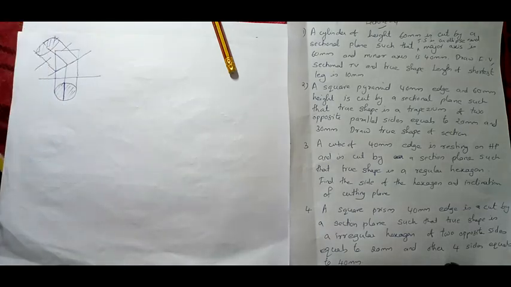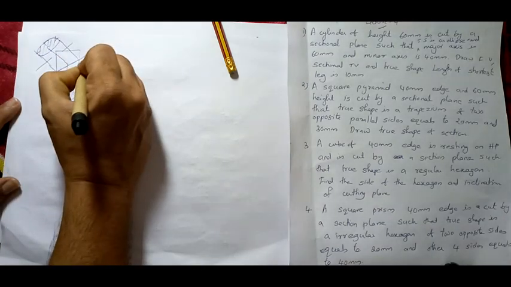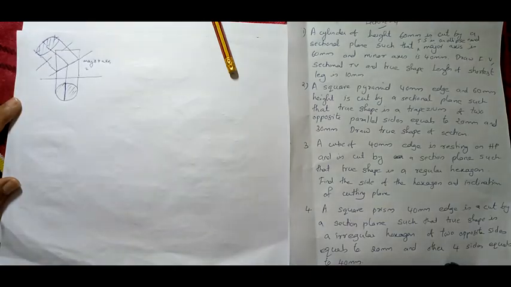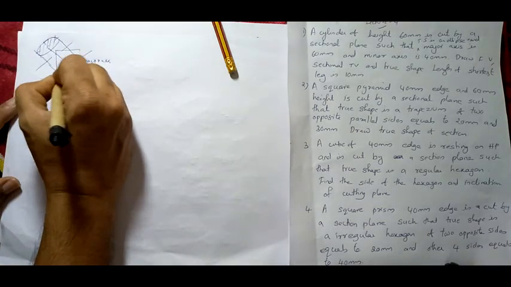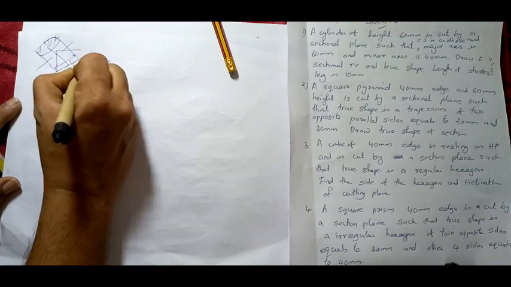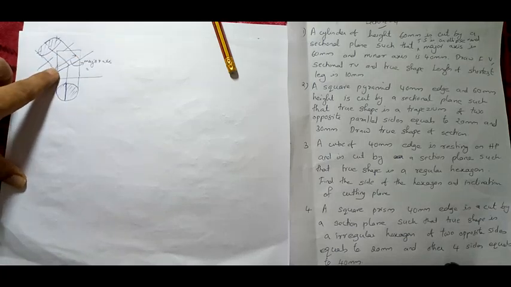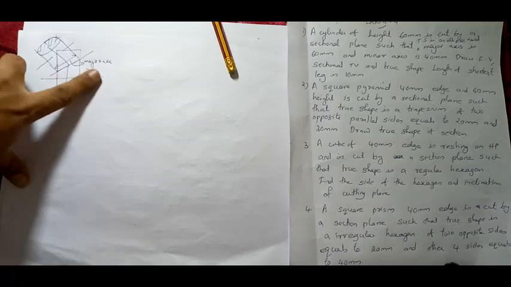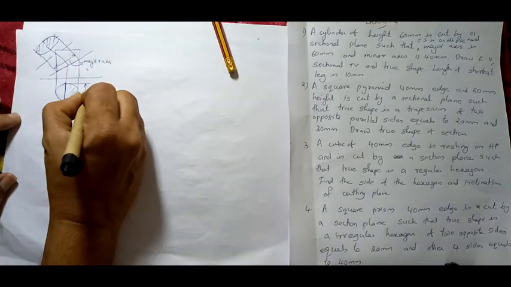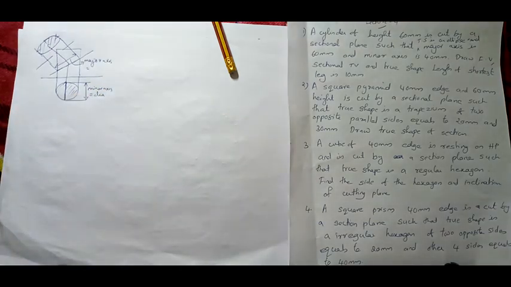That means if you cut an ellipse from a cylinder, then major axis is equal to what? This section plane length, that is VT, will be equal to your major axis, and minor axis is equal to what? The diameter of the circle. Minor axis will be equal to the diameter of the circle.